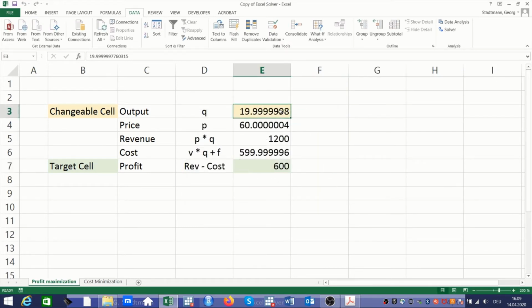Great, let's round the numbers. So the optimal quantity is equal to 20. The price is equal to 60. Revenues are equal to 1,200. Costs are equal to 600. Profit is equal to 600. So Excel can solve this maximization problem very, very fast.